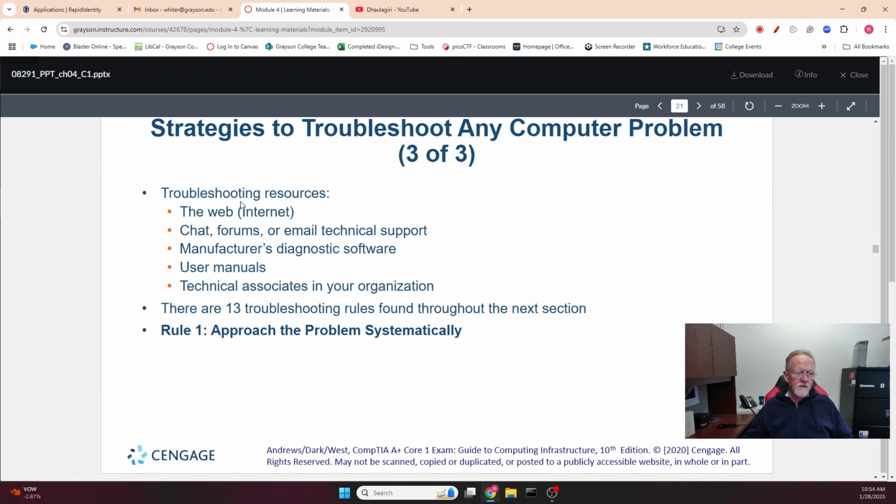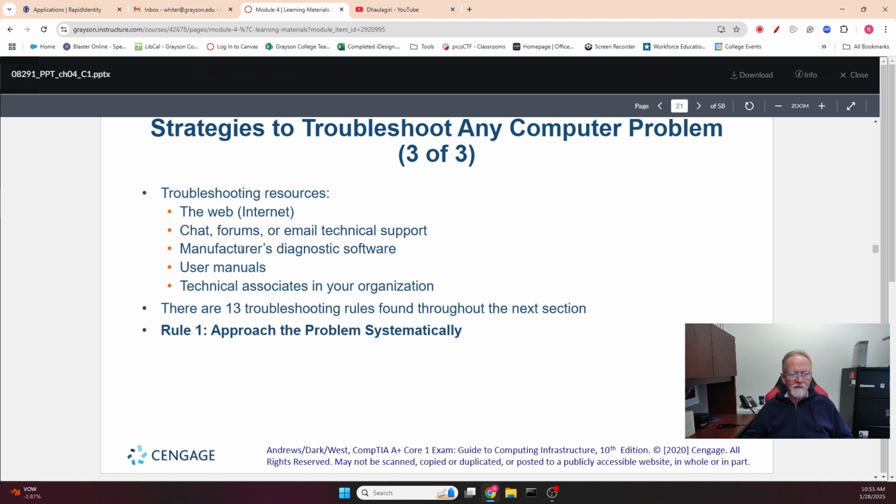Resources that you can use for troubleshooting. Of course, the internet is the biggest one. Chat groups, forums, email, technology support. That's all internet. Manufacturer's diagnostic software, if it's available. Maybe, maybe not. It depends on if you are a manufacturer's rep or not.